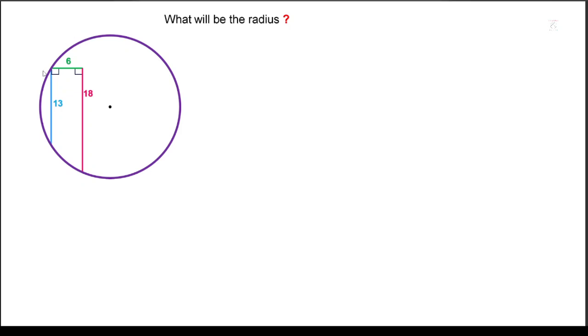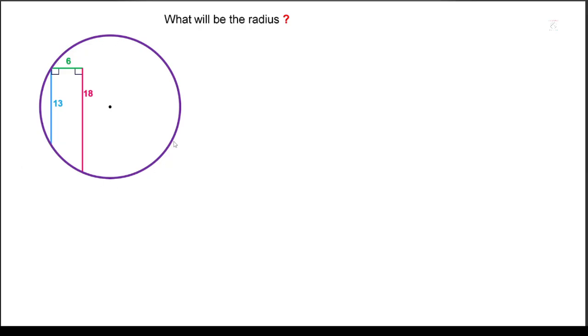In this question there is a circle, and inside this circle the length of this blue chord is given as 13 units, this green line segment is 6 units, and this red line segment is 18 units, which is parallel to this blue chord. Then we need to find the radius of this circle.